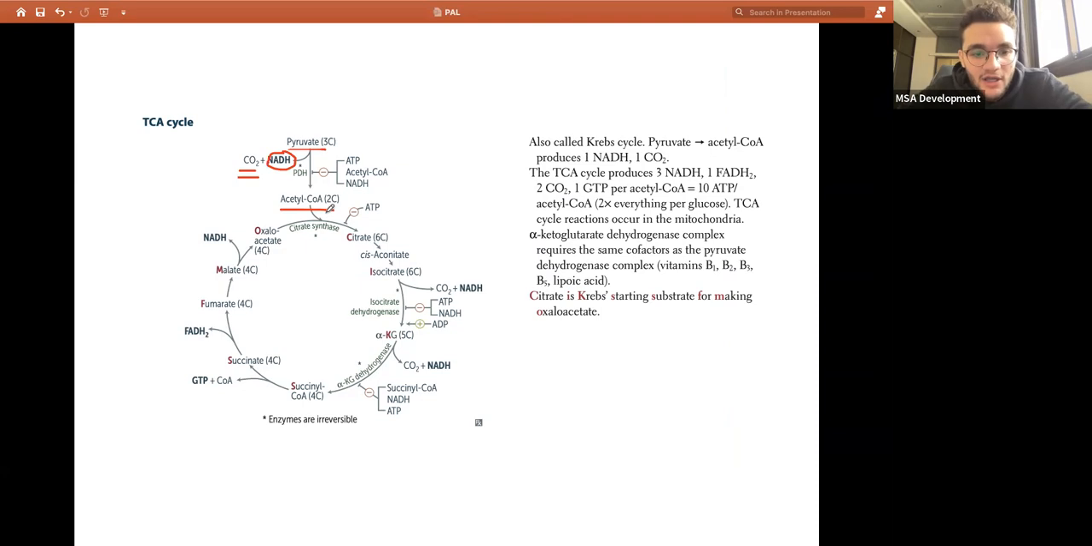Now, as I said at the beginning, the main point of this is to produce ATP. So let's say I have a lot of ATP in the body. Do you want this reaction to occur anymore?